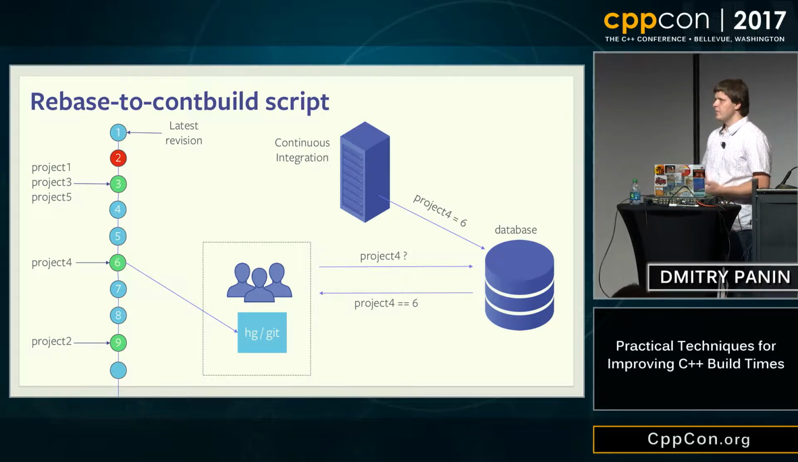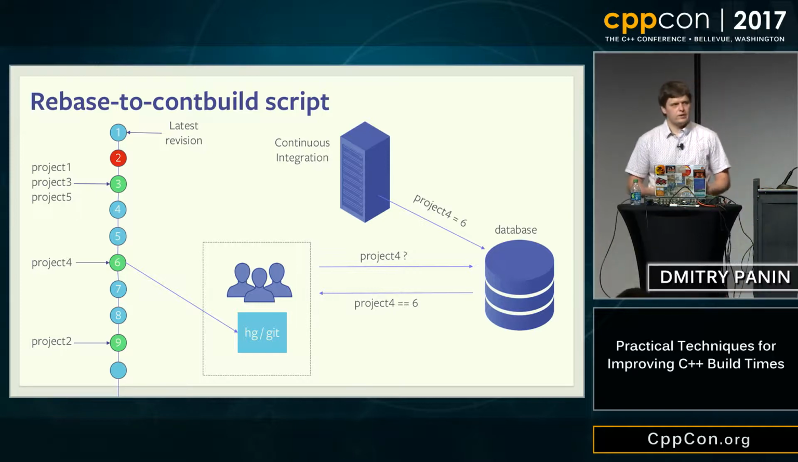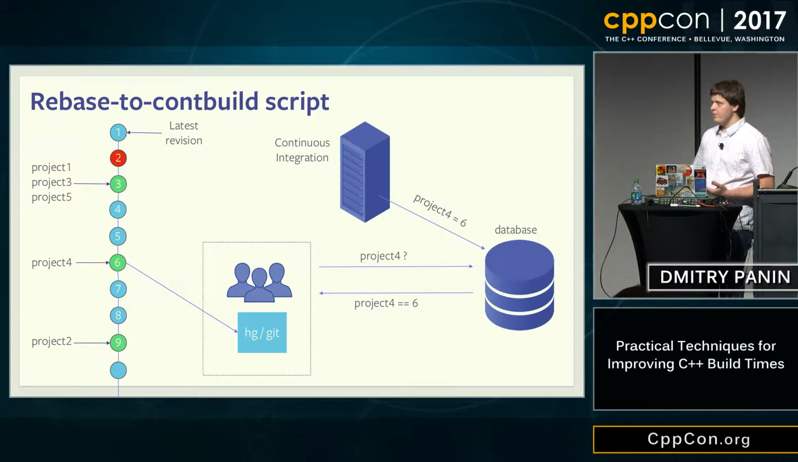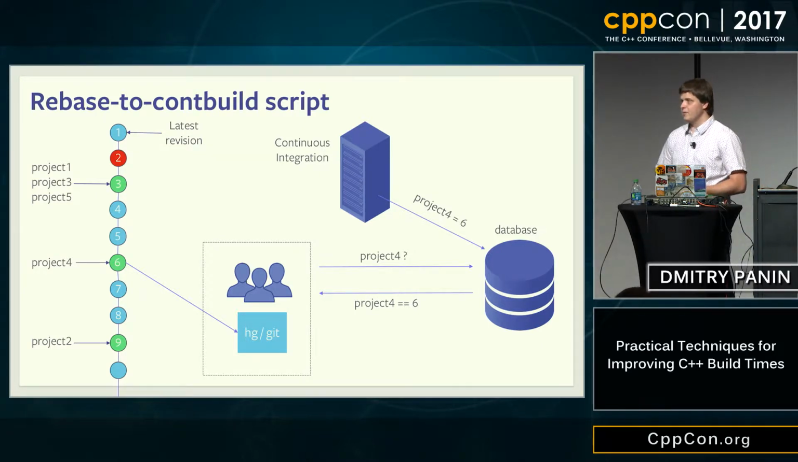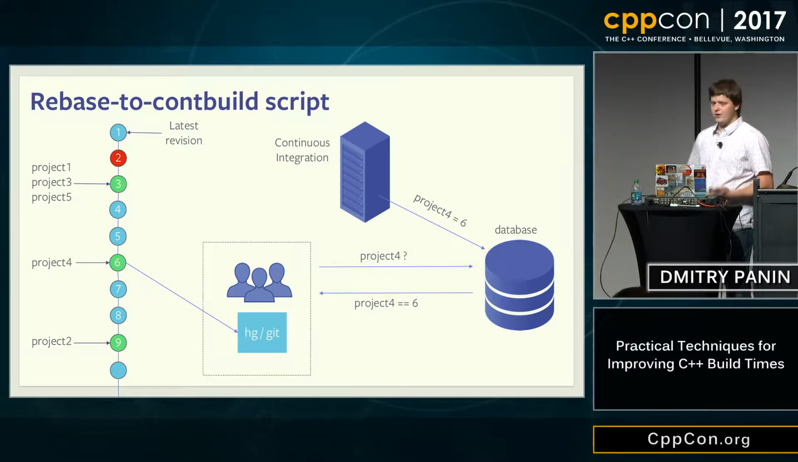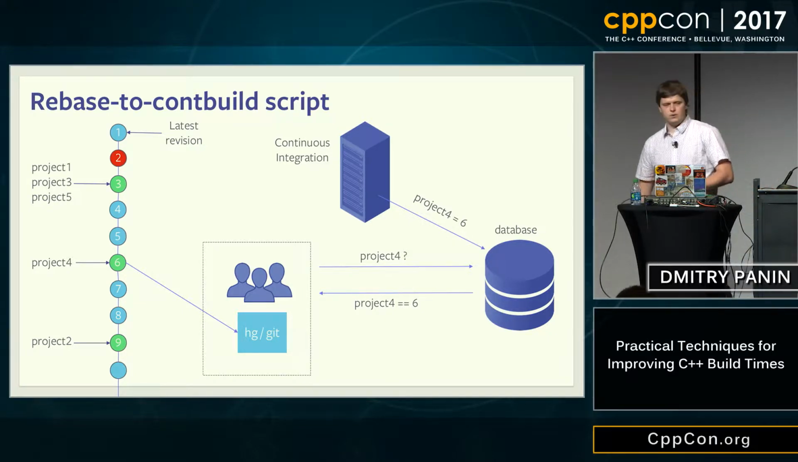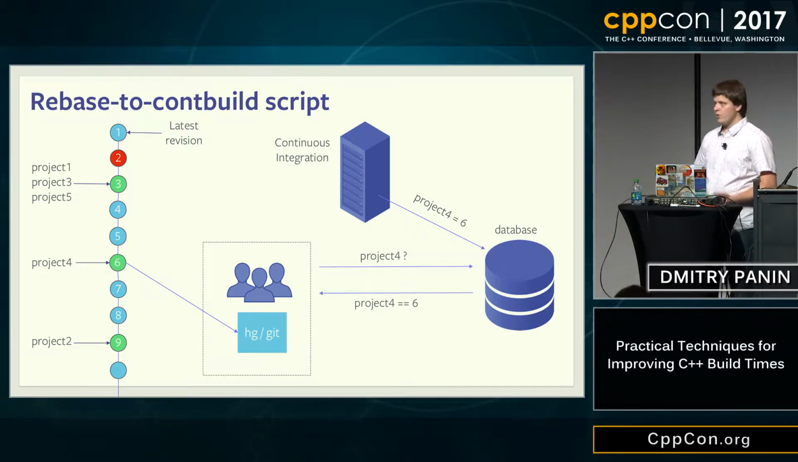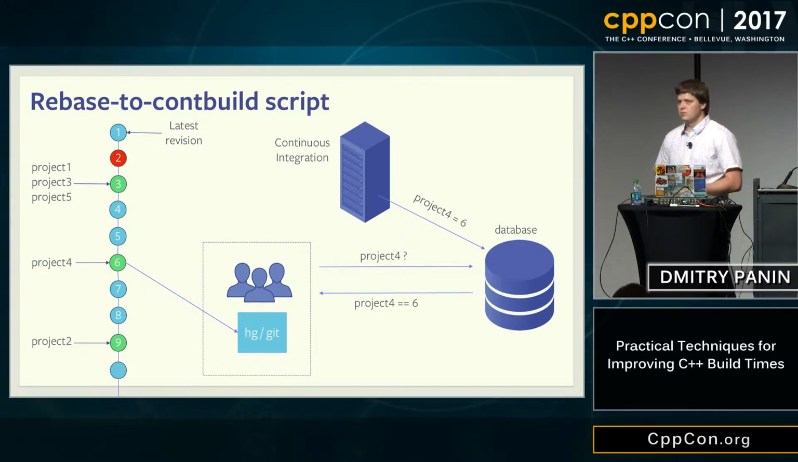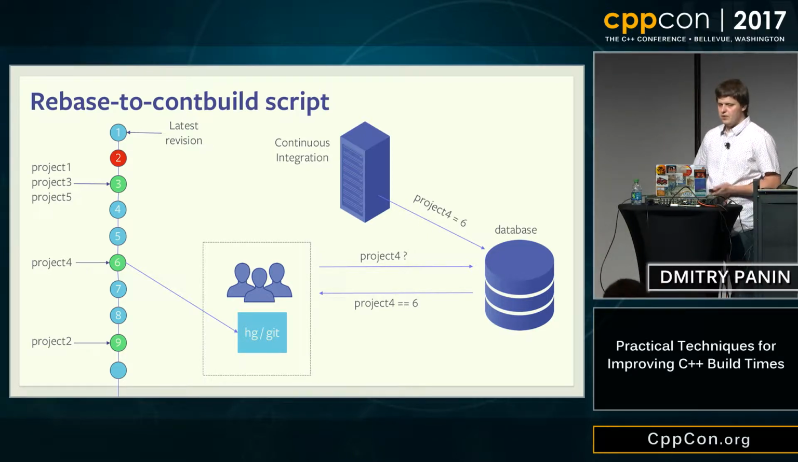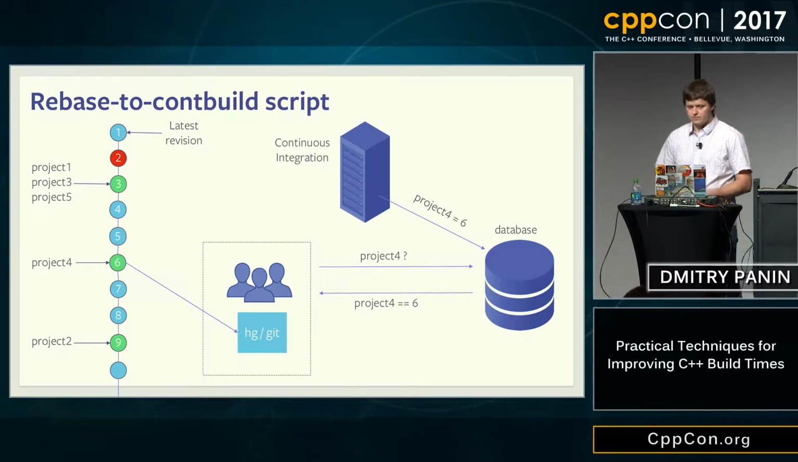However, there are some problems here. First of all, we need to educate all users to start using this script, because they need to provide the input, like which project they want. And we have many developers, and it's really, really hard to educate all of them. Another thing is, what if you want to work on multiple projects, like project 4 and project 2? Which commit will you choose? It will be suboptimal either way.